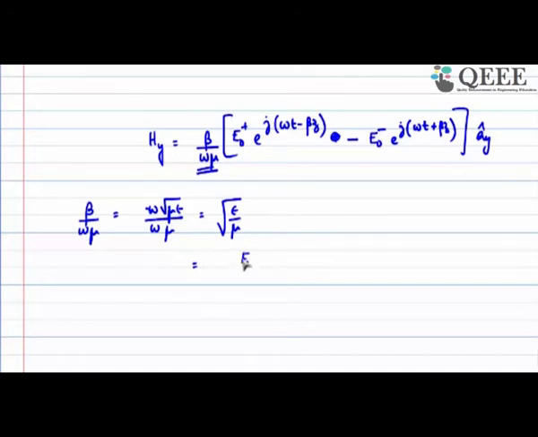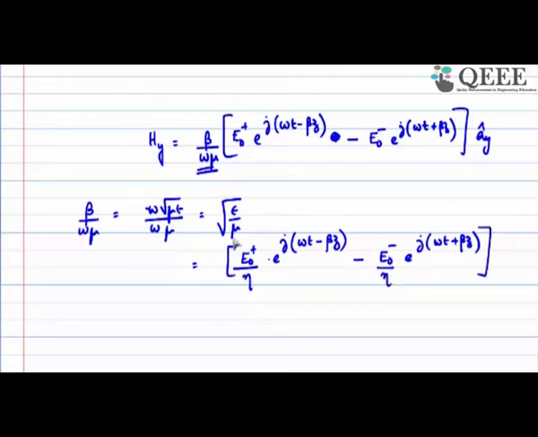Which means I can write this as E naught plus divided by eta, e power j omega t minus beta z, minus E naught minus e power j omega t plus beta z over eta. This factor, omega mu by beta, is what I am calling eta. It's a fixed ratio which is decided by the properties of the medium, and this eta is real here.